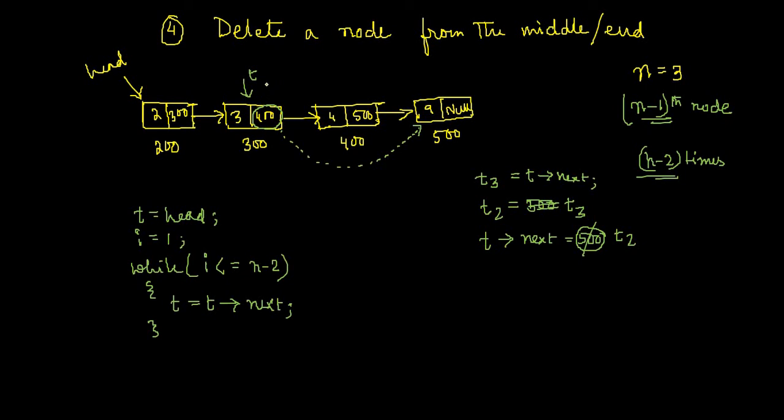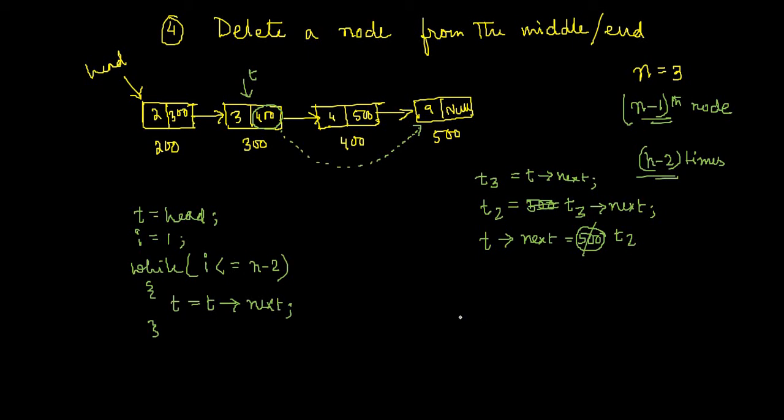What is T? T is this one. So T next means 400. So that means T3 will become 400. I'm sorry, T3 will be equal to T next. So 400. And T2 will be T3 next. Yes. What have I written?